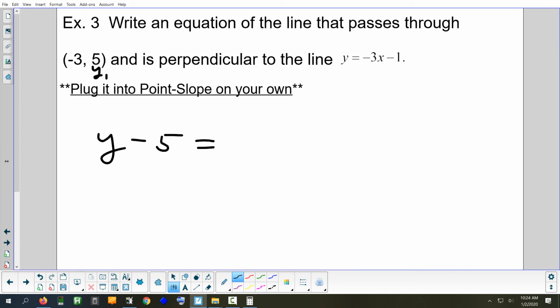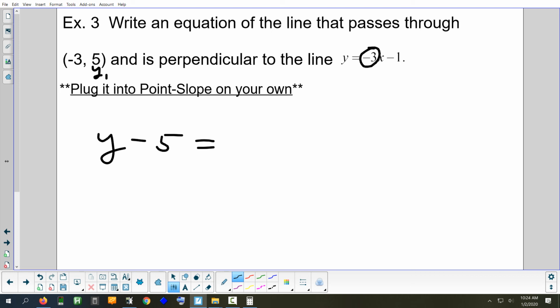What comes right after the equal sign? 1. How about in general? You always put the, what letter is after that? The M, which is your slope. Okay. What's your slope of the line that they gave you? Careful. You're looking at the y-intercept. 3. Right. The slope of the line they gave you is -3. Oh. That's the slope they gave you.